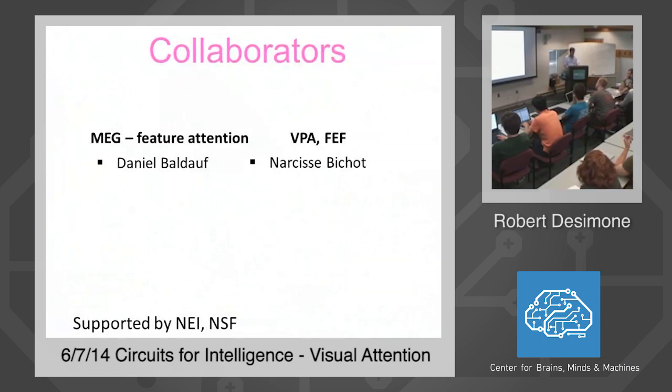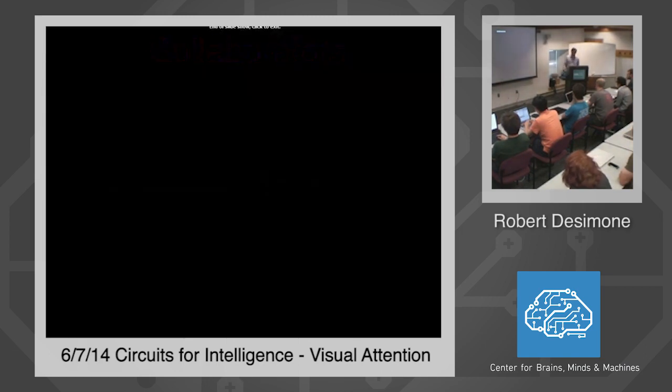Also, it occurred to me, I didn't put in the right collaborator slide. This was assembled at the last minute. But the MEG experiment was done by Daniel Baldauf. The VPA FEF experiment was done by Narcisse Michaud. I left off the initial experiment on IT cortex with decoding, which was done with Ethan Meyers and Tommy Poggio and Ying Zhang. And I left off the V4 FEF experiments that were done with Georgia Gregoriou and Weiwei Zhou and Steve Gotts. Anyhow, so those are the people who actually did all that work. And I hope this has caused you to become interested in attention.